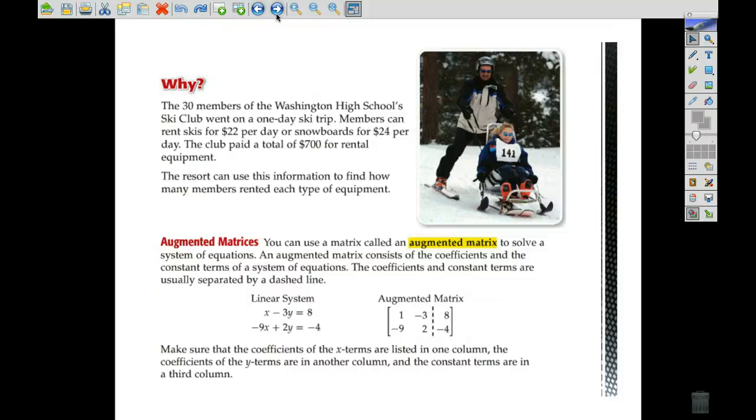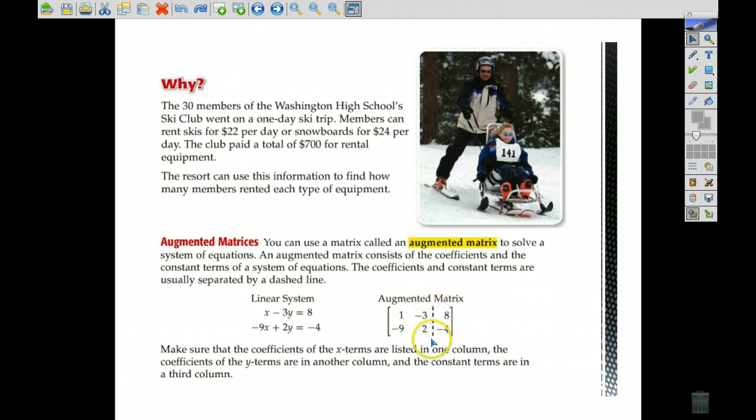So, augmented matrices. You can use a matrix called an augmented matrix to solve a system of equations. An augmented matrix consists of the coefficients and the constant terms of a system of equations. The coefficients and the constant terms are usually separated by a dashed line. So if we have a linear system lined up with x and y, you can say this is 1, -3, and 8 in the first row. And here, -9, 2, -4 in the second row. And you see a dotted line there. The coefficient and constant terms are usually separated by a dashed line.